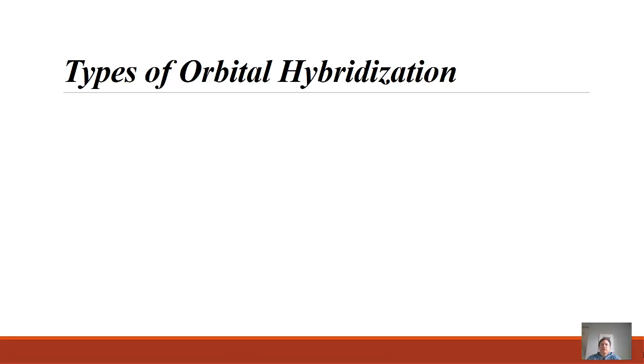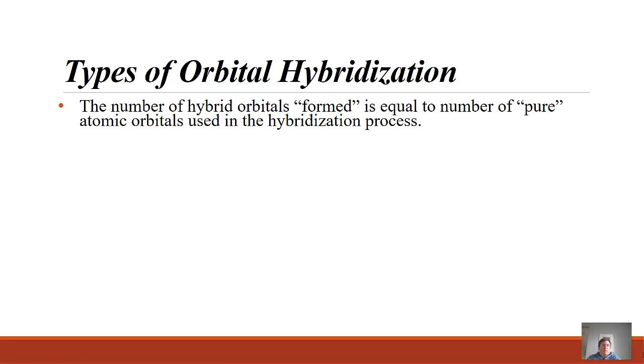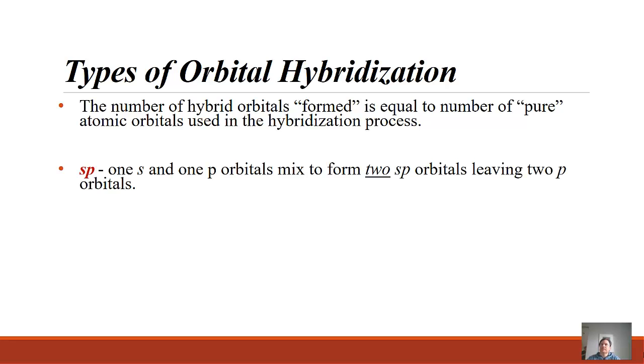There are a couple types of hybrids we're going to worry about. Three of them, actually. The number of these hybrid orbitals that form is equal to the number of pure atomic orbitals in a hybrid. So the number of pure S's plus the number of pure P's is going to be equal to this new formation.